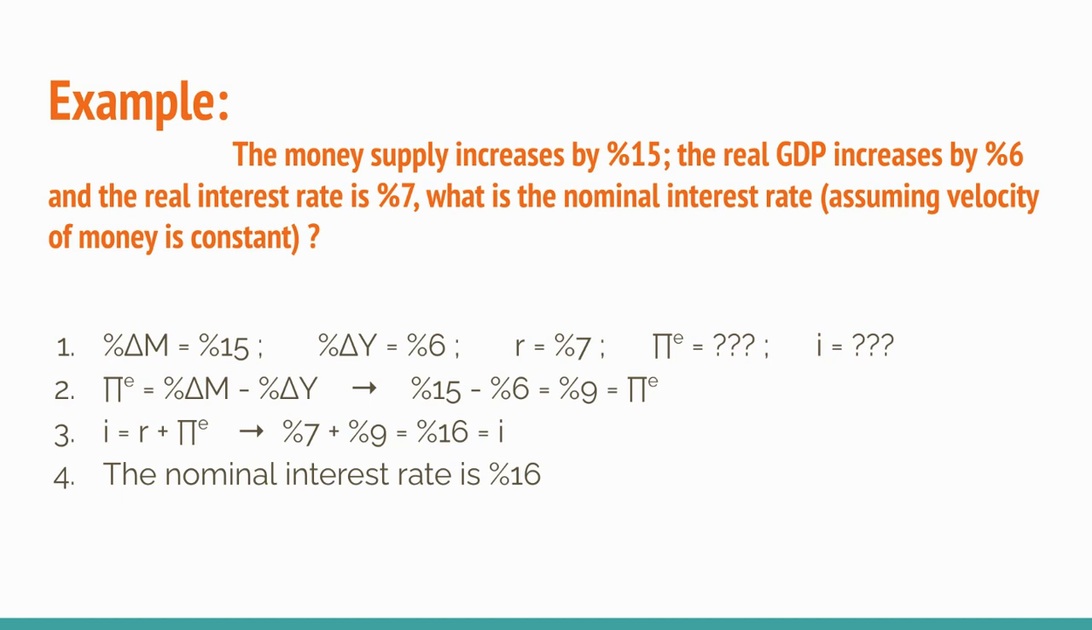Lastly, in our third step, we can use the second formula, the Fisher formula, which says that the nominal interest rate is equivalent to real interest rate plus the expected inflation rate. So the real interest rate, we know that is 7%, and we add 9%, which is our expected inflation rate, and we get 16%. And in our last step, we just want to make it more organized, so we say that the nominal interest rate is 16%.